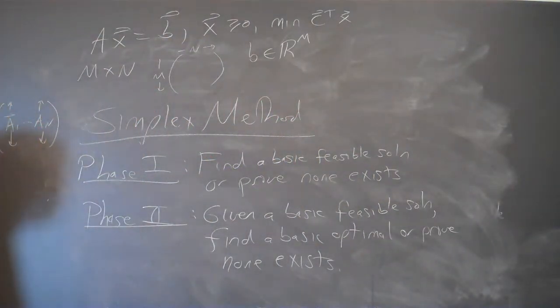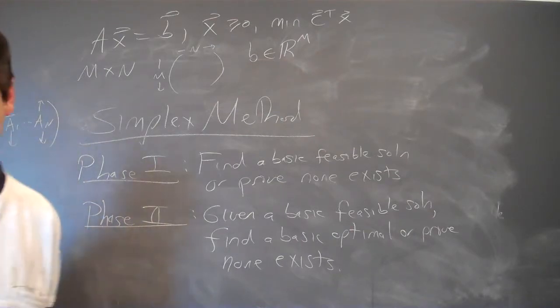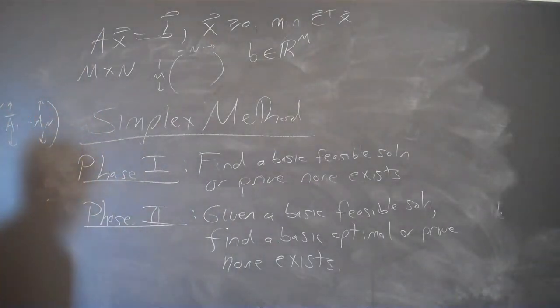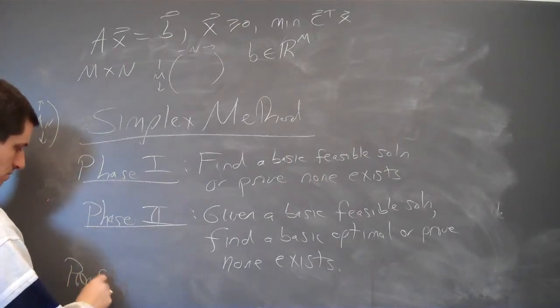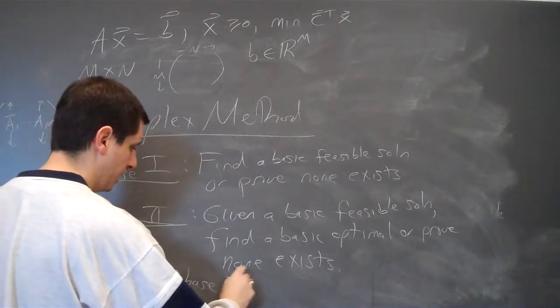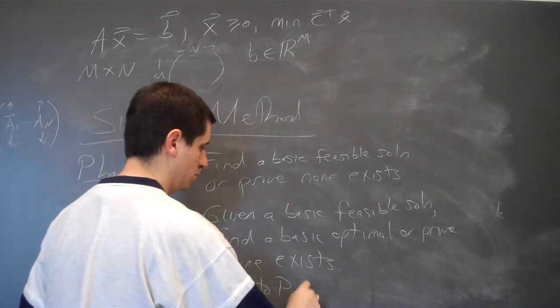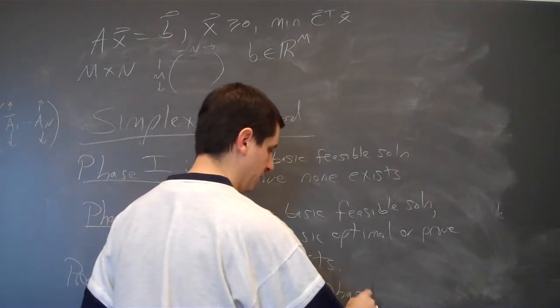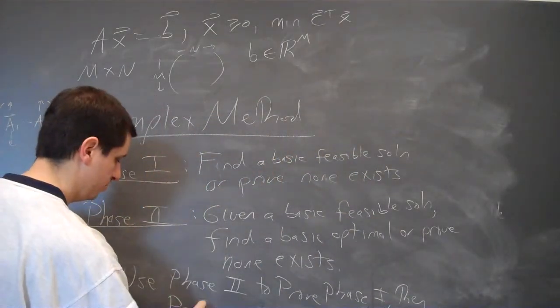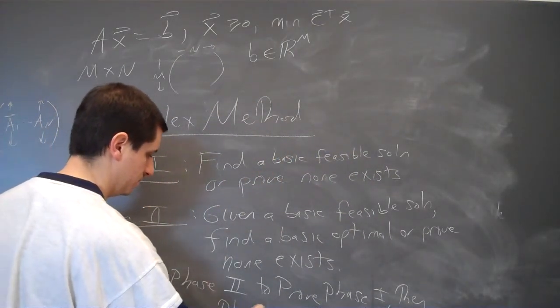All right, these are the two steps of the simplex method. Find a basic feasible solution or prove none exists. Given a basic feasible solution, find a basic optimal solution or prove none exists. Okay? So here's the proof: use phase two to prove phase one, then prove phase two.